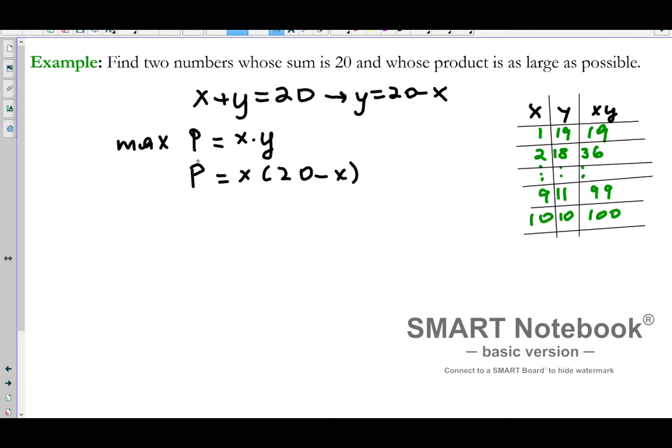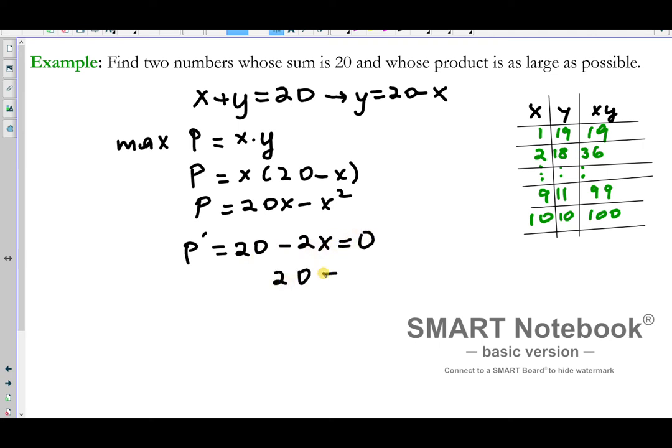So step number 1 really is finding a function you're maximizing or minimizing and getting that in one variable only. And it doesn't hurt to simplify that also. So 20x minus x squared is our product function. And step number 2 is take the derivative of that. Basically, we're looking for critical points. Take the derivative, 20 minus 2x, and set that equal to 0. If you solve this for x, you're going to get x is equal to 10.